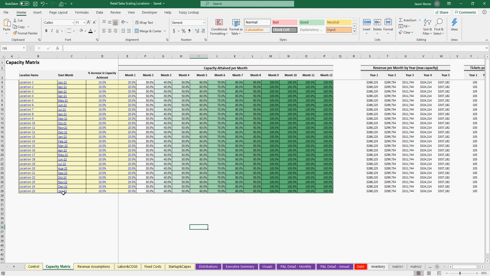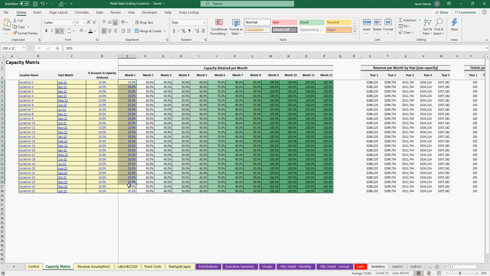Capacity matrix. So here you go. You'll name all your locations here. Everything in light yellow with blue text is editable. Start month is dynamic. Percentage increase in capacity achieved. Now you can use this, you don't have to. So right here we just have month 1 to 12, and this is dynamic. So whatever the start month is, that is month 1 for each location.